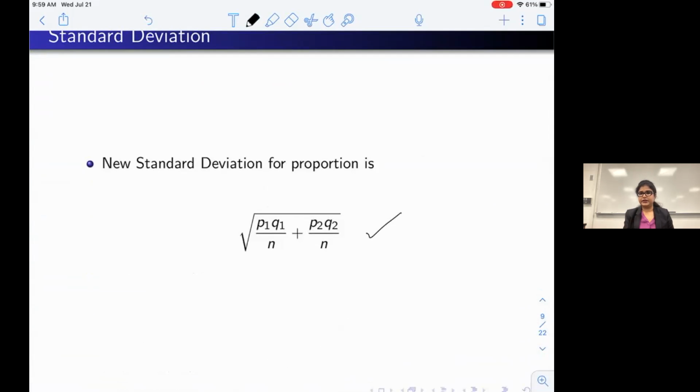But you don't need to do it. The calculator will do it for you, but you just need to know the standard deviation for the proportion of two groups, what it looks like and what it is equal to.